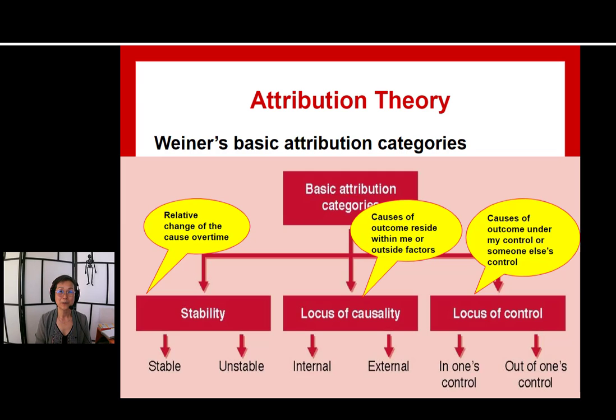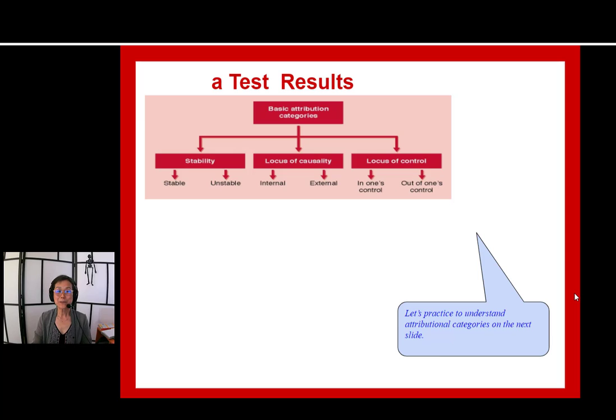That is stability, locus of causality, and locus of control. Again, stability is whether it's stable or not over time. Locus of causality: the cause of the outcome, is it in me or outside of me, internal or external? Locus of control: can I make some changes? Can I control that? It's under control. Oh no, I cannot do that, it's out of my control. Having said that, let's practice a little bit. I want you to really practice this.